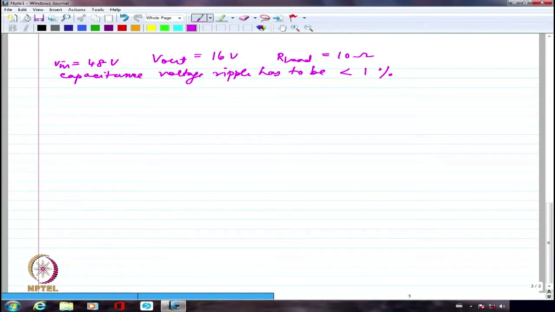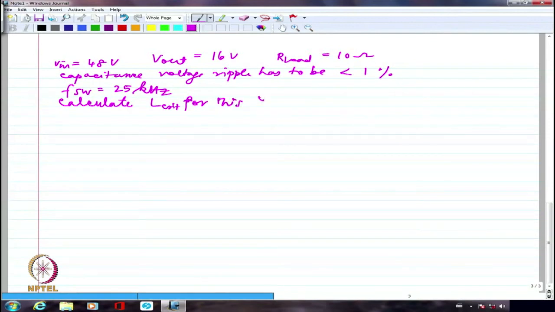And switching frequency, I'm taking as 25 kilohertz. Right? Calculate L critical for this condition. Okay?